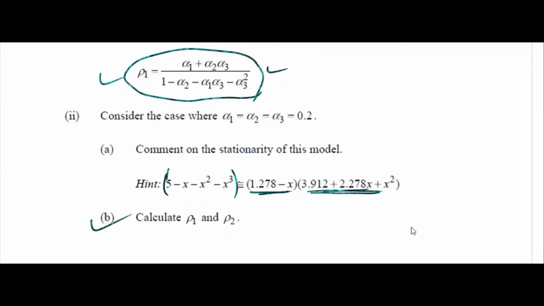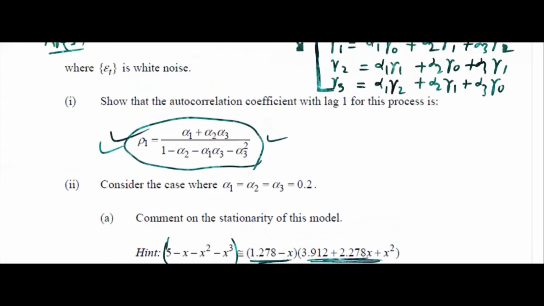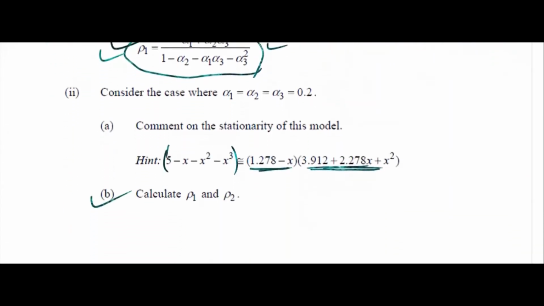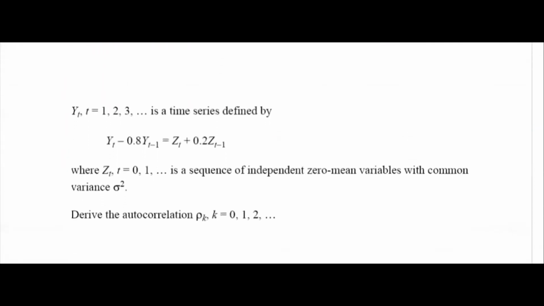Rho 1 is already there. You put alpha 1, alpha 2, alpha 3 here. Rho 2 again you can find from these equations. You don't need to find the general form in this. That is not required. This is the last question.